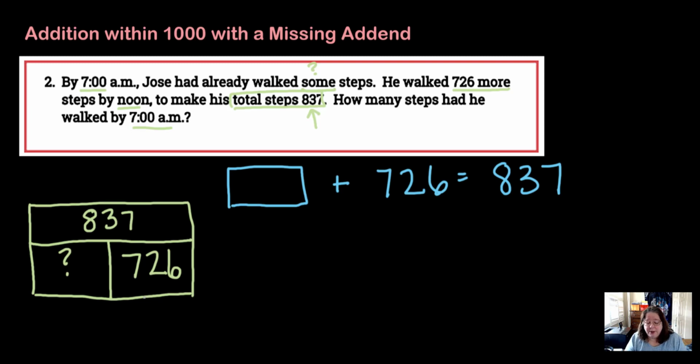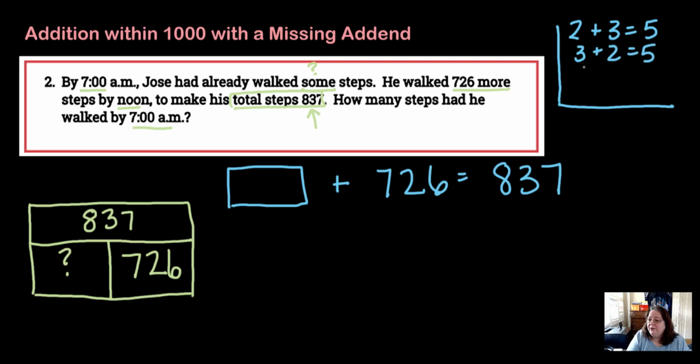But what I do know is that subtraction is the inverse operation of addition, and so maybe I can use subtraction to solve this. After all, I know, and I'm just going to put this up here just as an aside, I know how fact families work. I know that if I have 2 plus 3 equals 5, I know that 3 plus 2 equals 5. I know that 5 minus 3 equals 2. I know that 5 minus 2 equals 3.